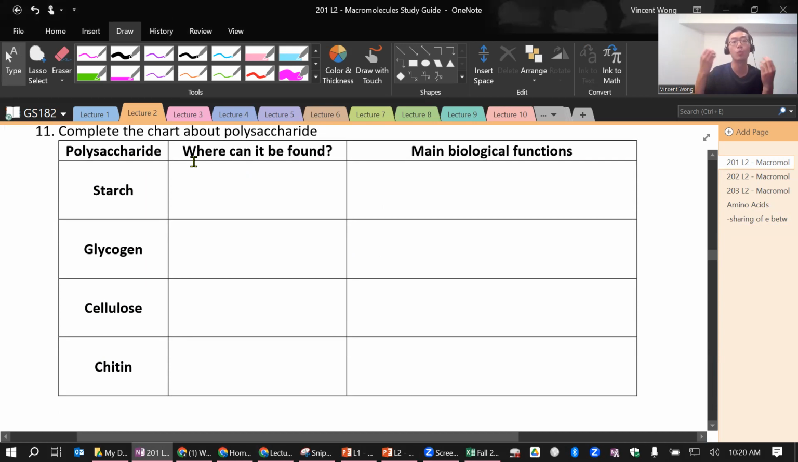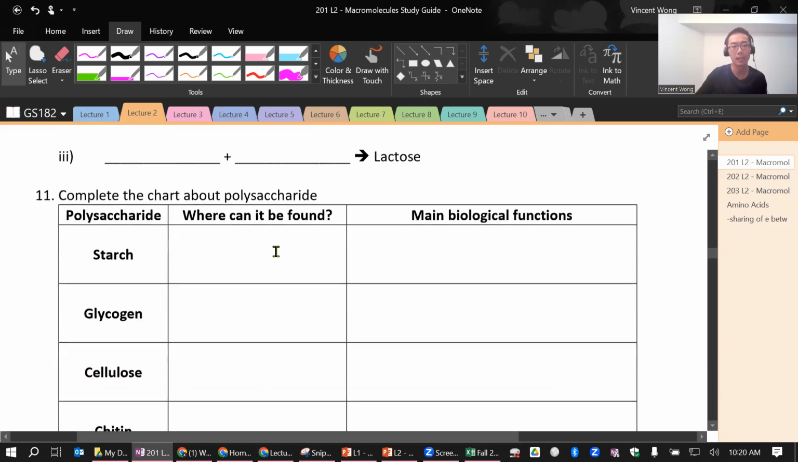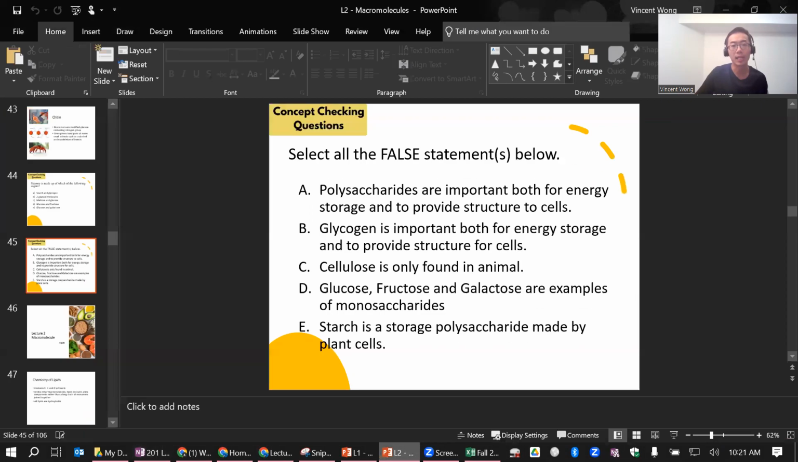You will find it in the roots of plants, and the main function is to store energy. So don't let the material build up. You want to work on these things on a weekly basis. And so next class we will try to finish the lecture. We have three more macromolecules to talk about: the lipids, the proteins, and the DNA. All right. That's it. Thank you.